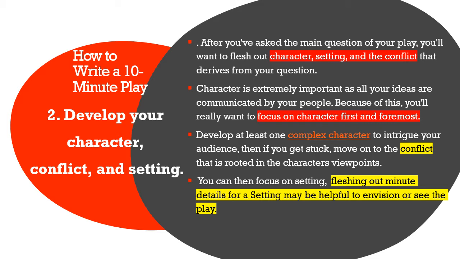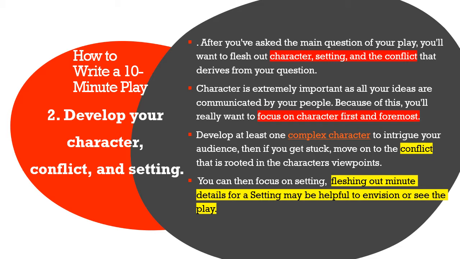Because of this, you really want to focus on character first and foremost. It's a good idea to develop at least one complex character to intrigue your audience. They can be the antagonist or the protagonist. Then, if you get stuck, move on to the conflict that is rooted in the character's viewpoints. You can then focus on setting. Fleshing out minute details for a setting may be helpful to envision or see the play in your mind's eye.